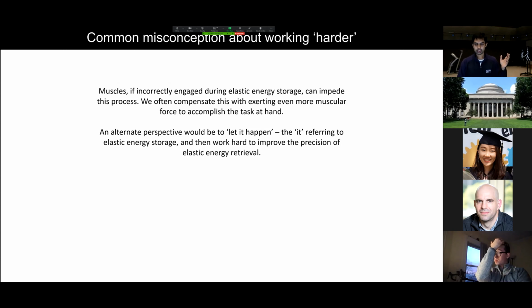And then we can work hard to improve the precision with which we time our elastic energy retrieval. All of these things to actually execute are non-trivial. As I mentioned before, my dance teacher taught this to us, and it took years before I could even comprehend what he was saying.